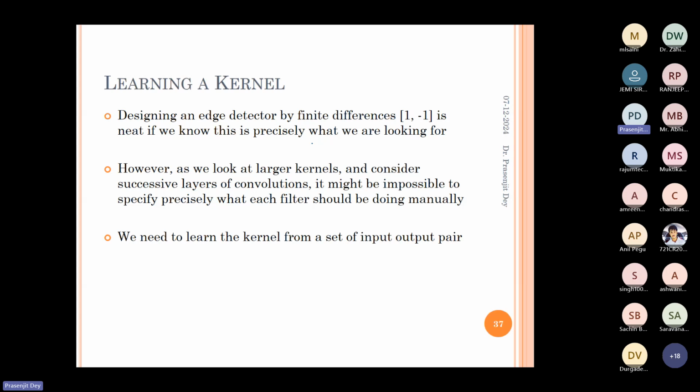So an edge detector is very simple. However, as we look for larger kernels, considering successive layers of convolution, it might be impossible to know precisely beforehand what the kernel or filter is. Our job is to learn, based on the data set, what should be the value of the kernel, or what should be the value of the weight tensor. That is the only thing we learn in our convolutional neural network.